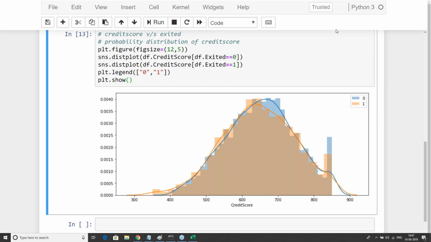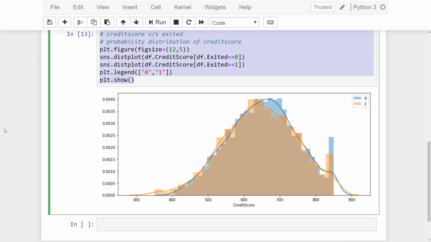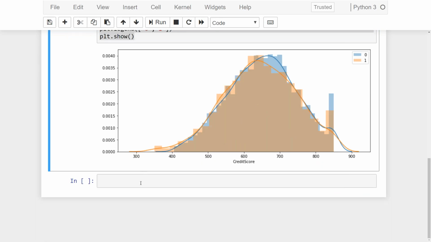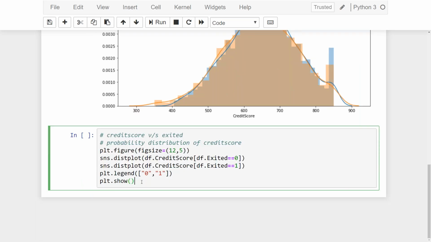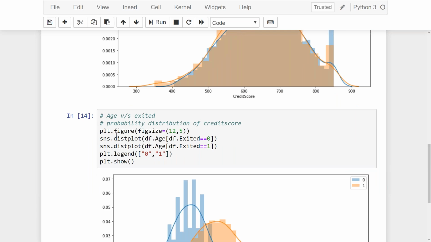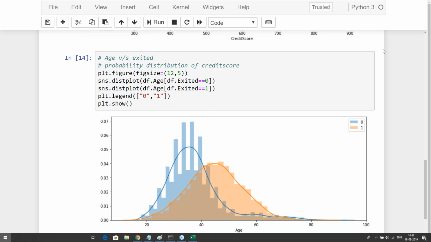Okay, so now let's say that we want to make a similar analysis for age versus exited. So I'm going to copy this code. For the code part you can drop an email, or you can just drop in a request at contact@TechTrunk.in. So instead of credit score, we want to see the impact of age. Here this is for age. This is where we have drawn the probability distribution of customers leaving and not leaving at different values of age.